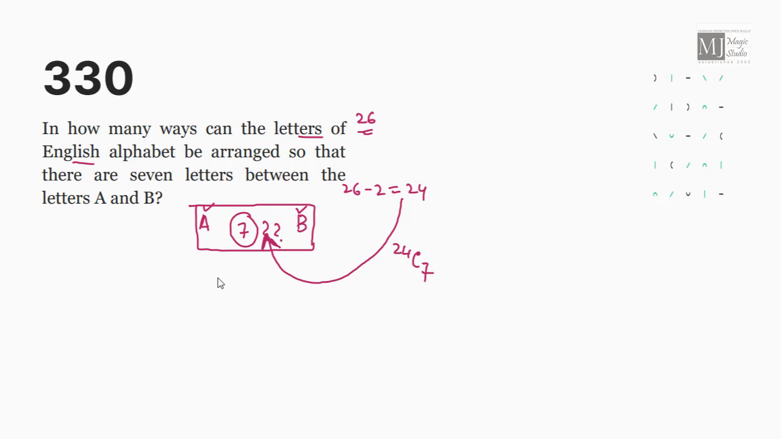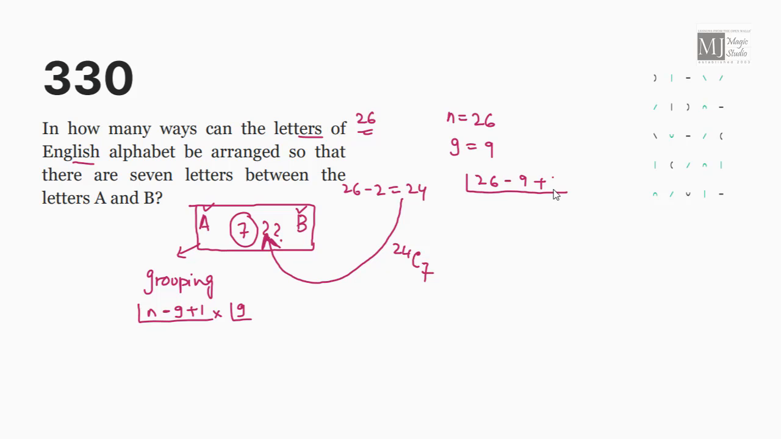That means now we need to use our concept of grouping. Formula for grouping is n minus g plus 1 into factorial g, where g is the group size. Here our n is 26. 26 alphabets need to be arranged, where group size is 9. 9 alphabets will always be grouped together. So in how many ways can I arrange them? I would be arranging them in 26 minus 9 plus 1 into.